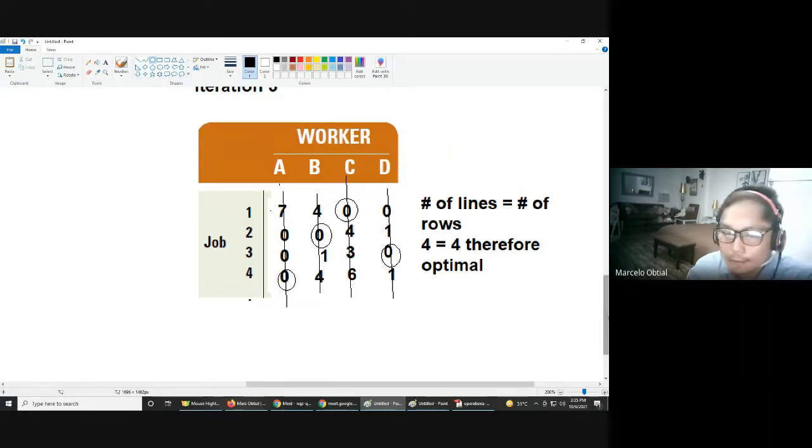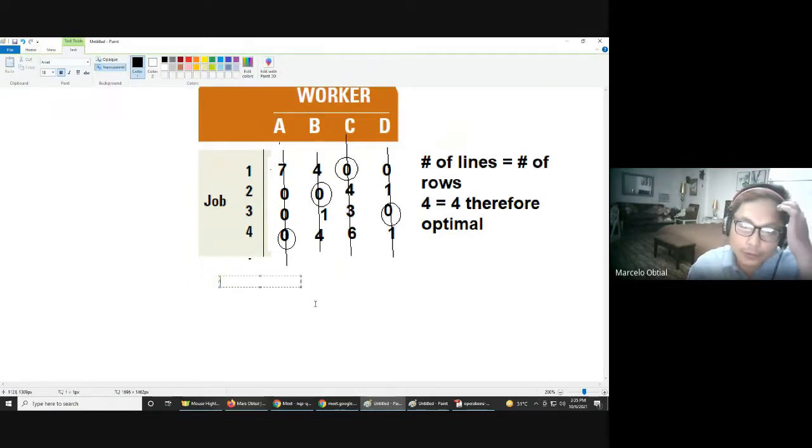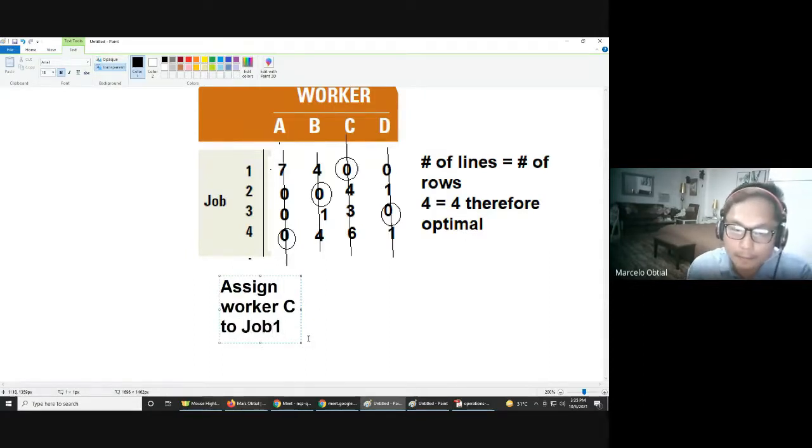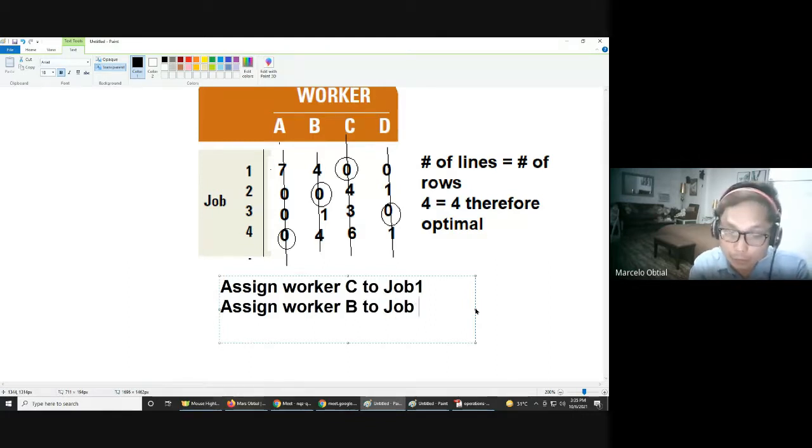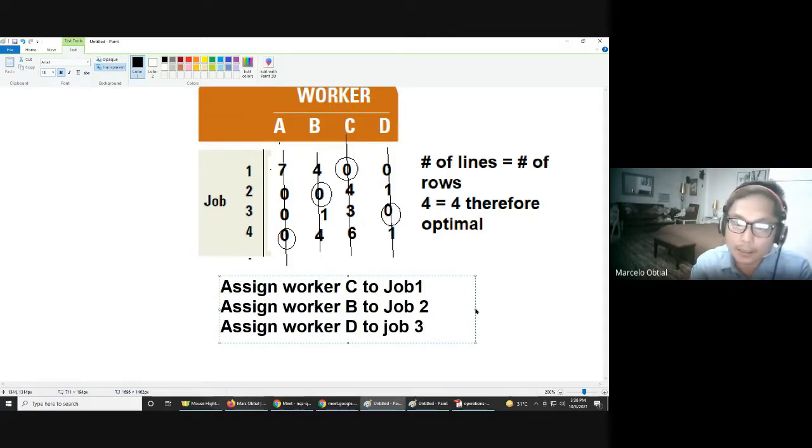Okay? So, let us create our, or write our conclusion, no? So, I will assign worker C muna tayo, C to job 1. Okay? Then assign worker B to job 2. Then assign worker D to job 3. Then assign worker A to job 4.